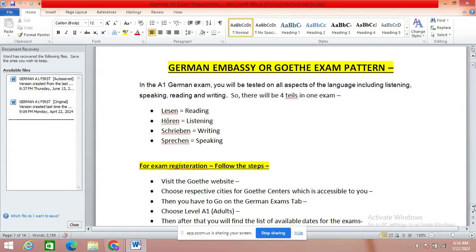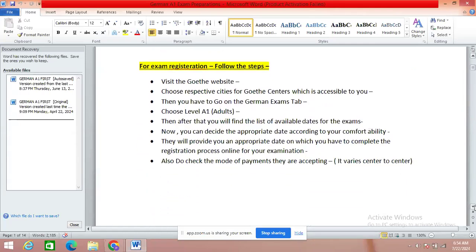Now, how can you register for this examination? For exam registration, these are some steps you can follow. We have multiple Goethe centers in different cities. You have to check which Goethe center is nearer to your city, and according to that, you can visit that Goethe website. For example, you are from AB city and ABC is the Goethe center nearer to your city. For that ABC Goethe center, you have to visit their website. You have to choose your respective city for the Goethe center which is accessible to you.